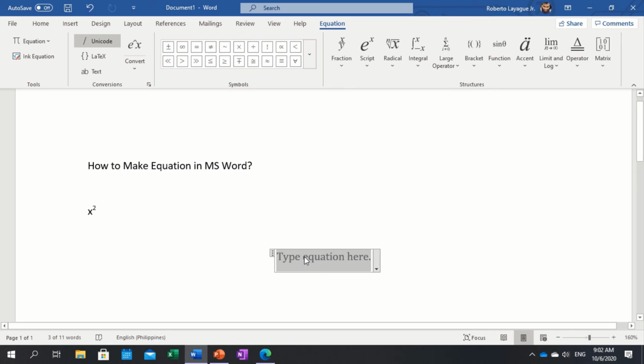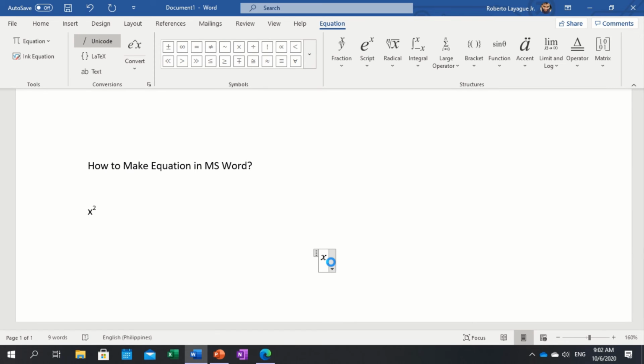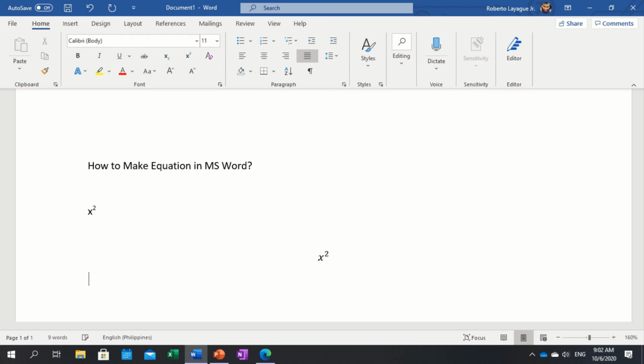Now, if you want to use an exponent, you just type in x and then the ampersand and then squared and then space. That is how easy it is to work with that. So you can now have a variety of equations.